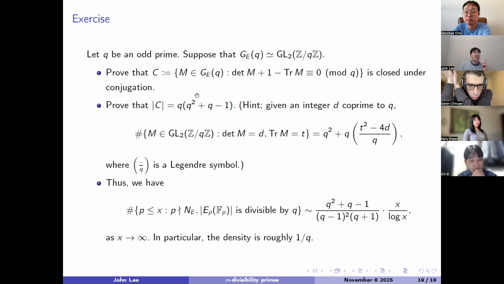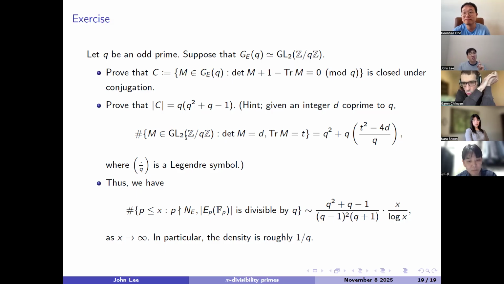And it's pretty easy to show that it is closed under conjugation, because determinant and trace are preserved under conjugation. So you can just choose a specific determinant and a specific trace, and each of them is closed under conjugation. And this is just a union of those things. Prove that the size of C is 2 times this one. This can be done by this fact.